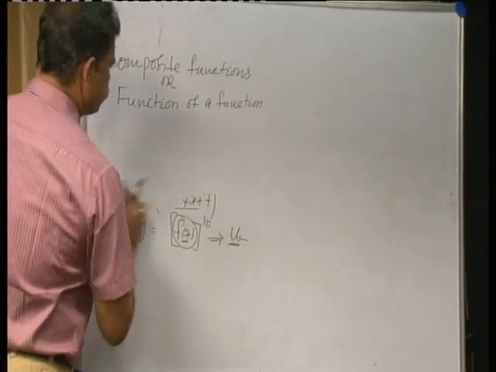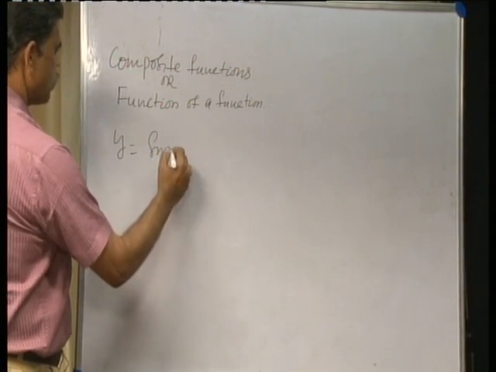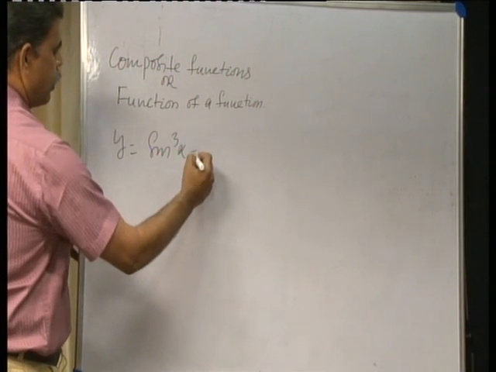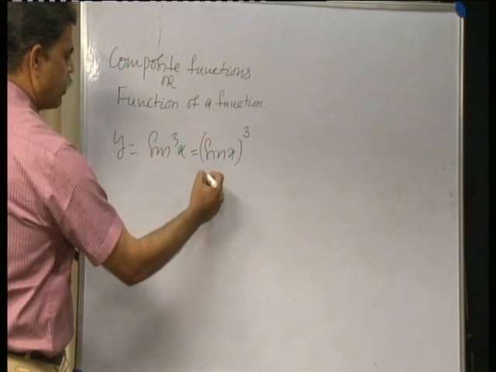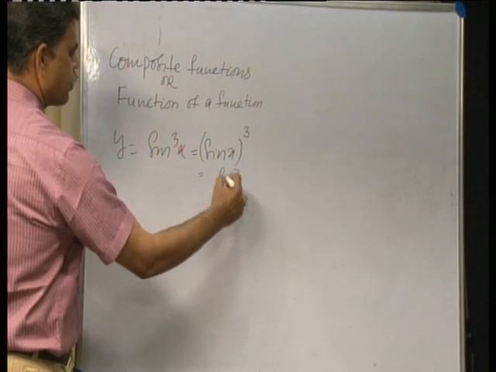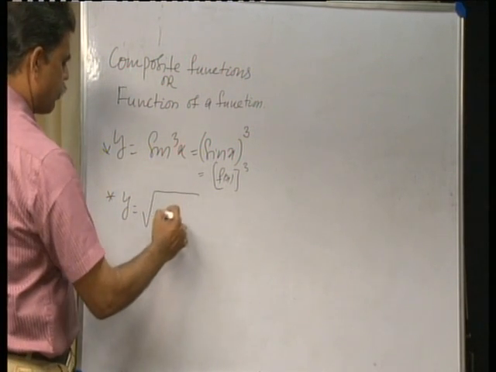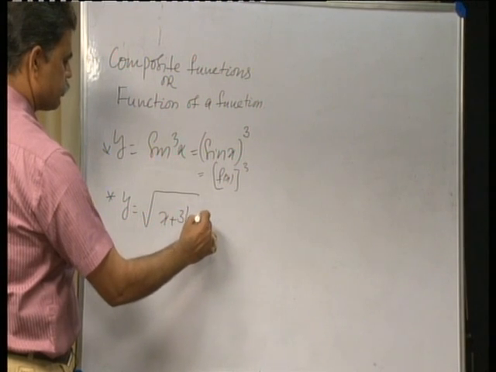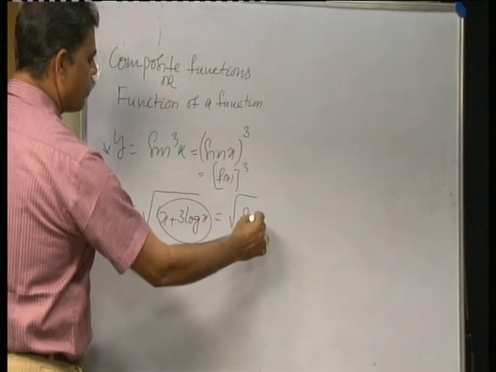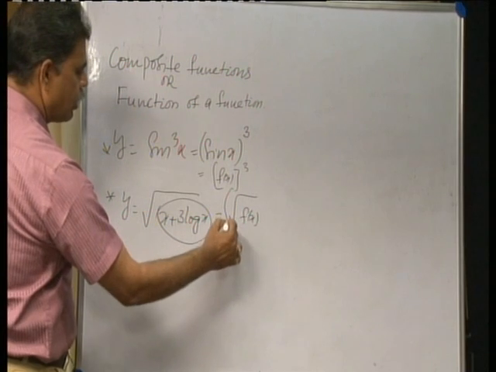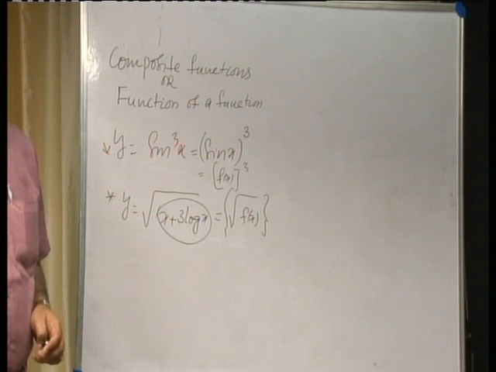Let us take other examples. Y is equal to sin cube x. This can be taken as sin x whole to the power of 3. If I take sin x as the function, this becomes function to the power of 3. Next, y is equal to root of x plus 3 log x. If I take this as a function, I will write it as root of f of x. See, one function is involved in another function. Therefore, they are said to be function of a function, or composite function.